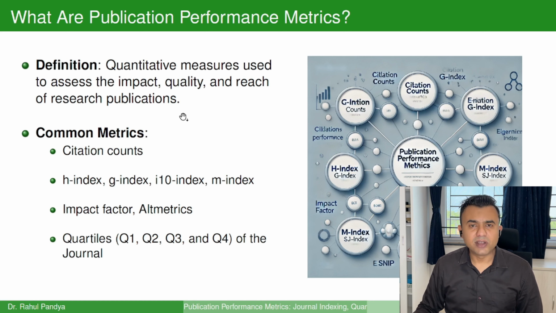The common metrics used so far, such as, let's say, an individual performance can be measured using the citation counts, h-index, g-index, i10, or m-index, and there are several more. Subsequently, if you want to find out the impact of the journal, which is generally measured through the impact factor, and there are other Altmetrics. We will take a look at few of them, which are most famous.